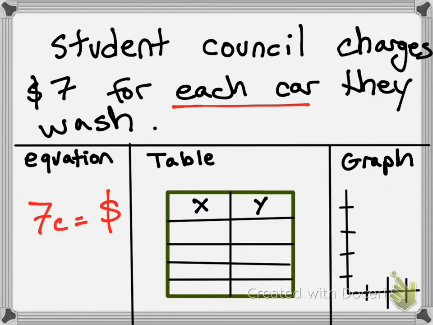Excellent. So if they wash 0, 1, 2, 3 cars, we plug it in. If they wash 0 cars, how much money do they make, Romario? Nothing. Whopping $0. If they wash 1 car, how much money do they make, Andrew? 7. Perfect. $7. Emerson, if they wash 2 cars. 14. Melanie, if they wash 3 cars.